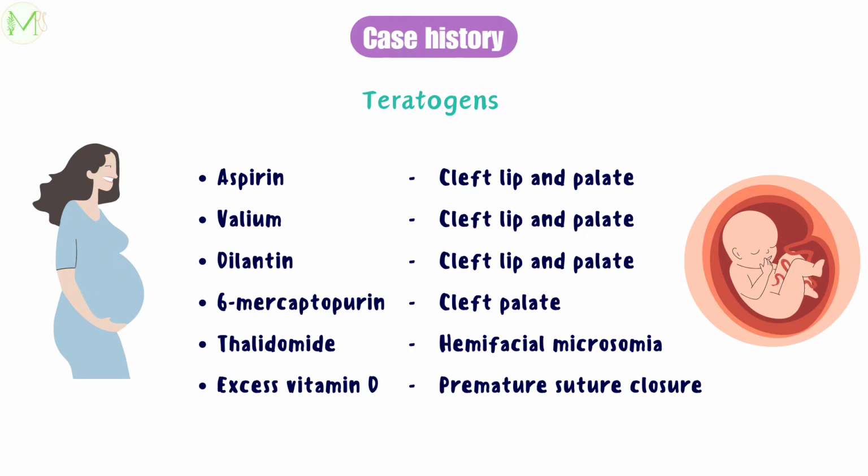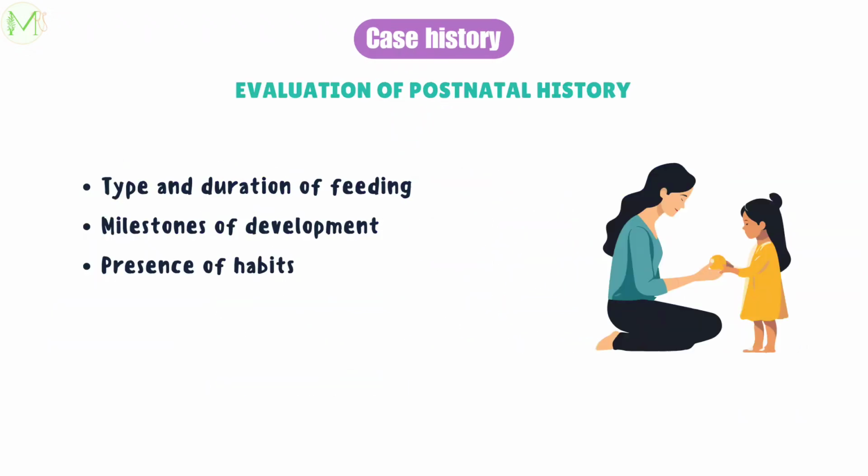Now let's see some teratogens which are orthodontically significant. Aspirin, Valium and Dilantin can cause cleft lip and cleft palate. 6-mercaptopurine can lead to cleft palate in the child. Thalidomide, if taken by the mother during pregnancy, can cause hemifacial microsomia in the child, and if excess vitamin D is there, it can lead to premature suture closure. And these are some examples of teratogens.